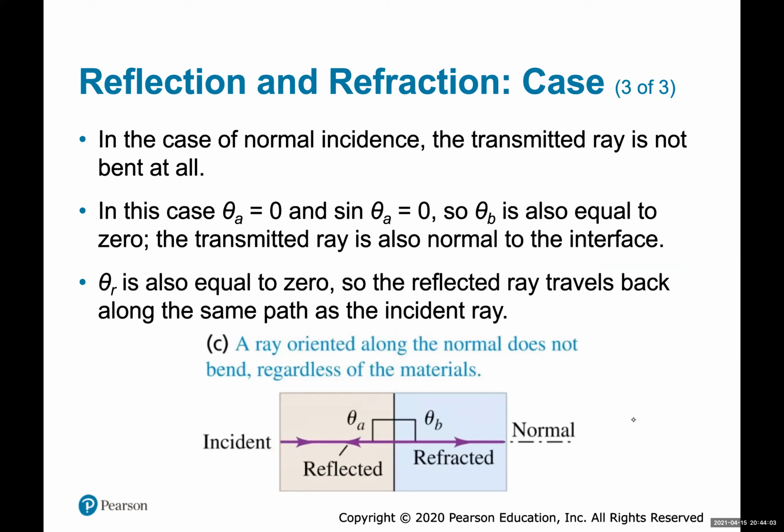Sine of 0 is 0. And the only way to satisfy the version of Snell's law so that 0 equals something is sine of the other angle also has to be 0. In the case of normal incidence, there is no refraction. There is no bend.